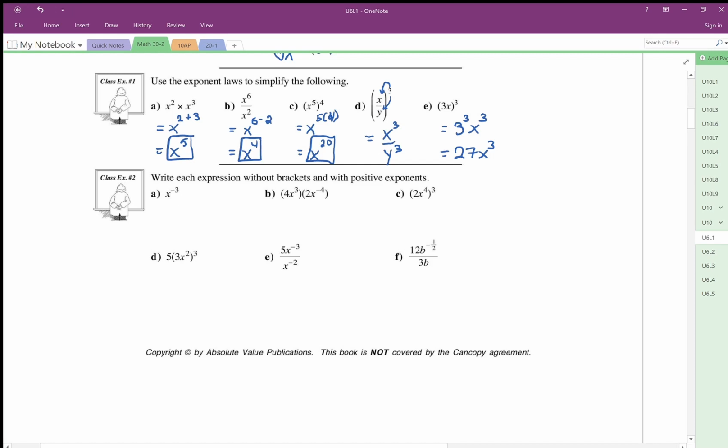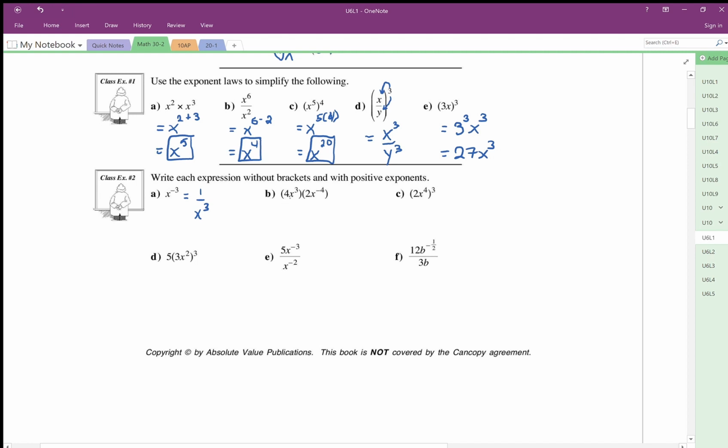Write each expression without brackets and with positive exponents. So there's a general rule that we work with. We don't want to leave negative exponents. So don't really worry about the negative exponents until your very last step. So in this situation, there's not much we can do. So I guess we're going to have to deal with that negative exponent, move it downstairs to the denominator and change it to a positive.